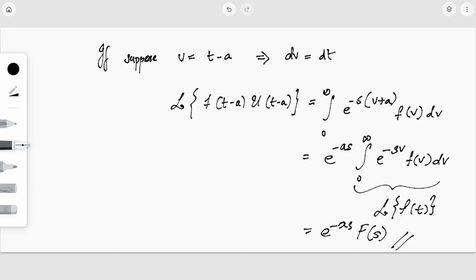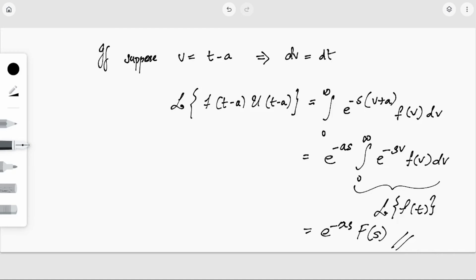So this is the second translation theorem, that is, the Laplace transform of f of t minus a into the unit step function is equal to e raised to minus as into F of s. Okay, so this was the proof of the second translation theorem.